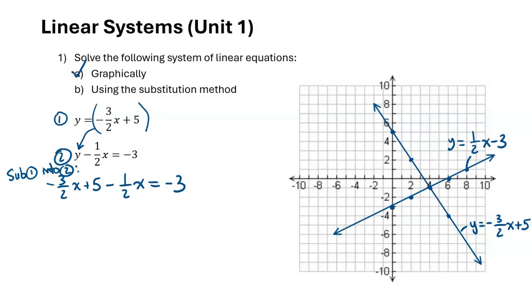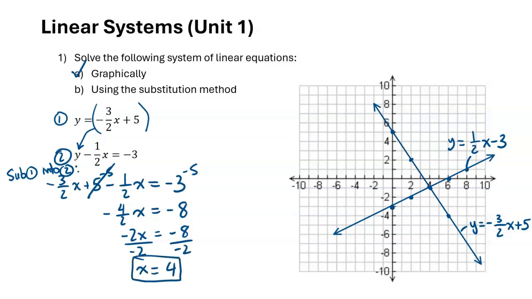And now what we want to do is get the like terms together. So we want the 5 and the -3 together. We're going to get that together by subtracting 5 from both sides. It's going to cancel off the left side. And then we want the x terms together. -3/2 minus 1/2 is -4/2, and then -4/2 is just -2. So we get -2x equals -8. And we divide by the coefficient, which is -2. That cancels out, giving us x equals 4.